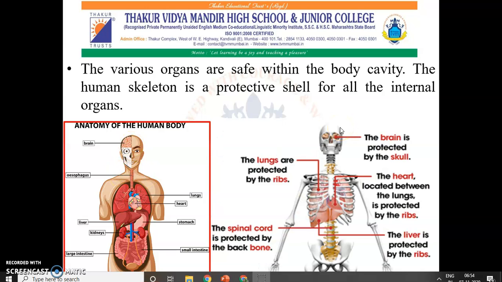The human skeleton is a protective shell for all the internal organs, like the brain, which is well protected inside the skull, whereas lungs, heart and liver, which are located over here, they are well protected inside this cage-like structure that is called rib cage. The spinal cord is protected by the backbone. So let us understand the human skeleton system in more detail.